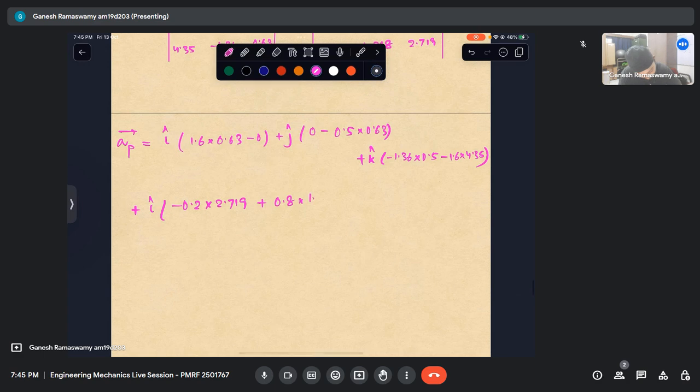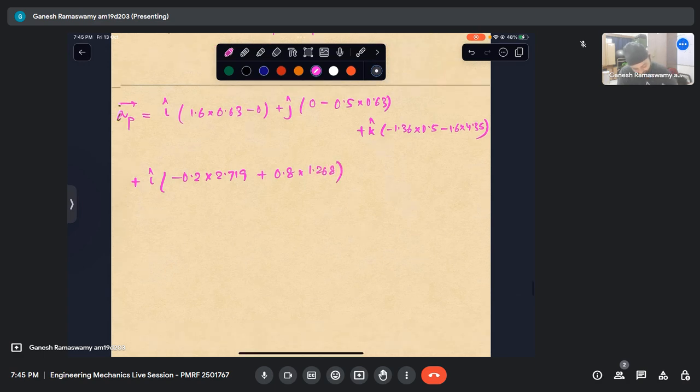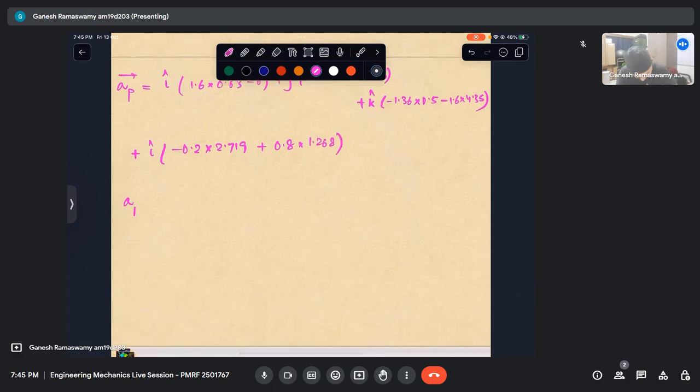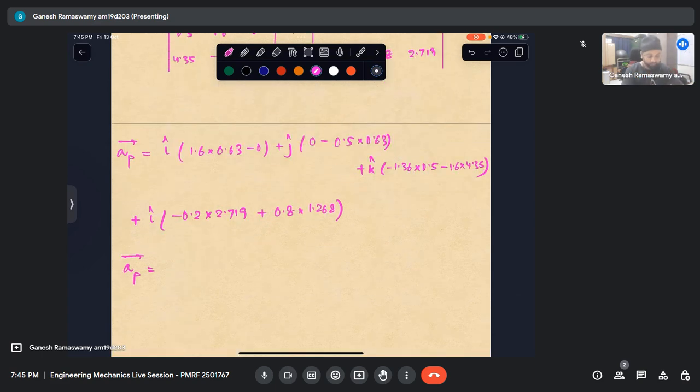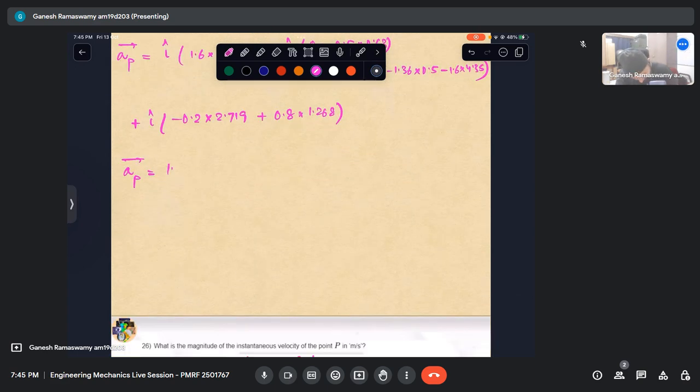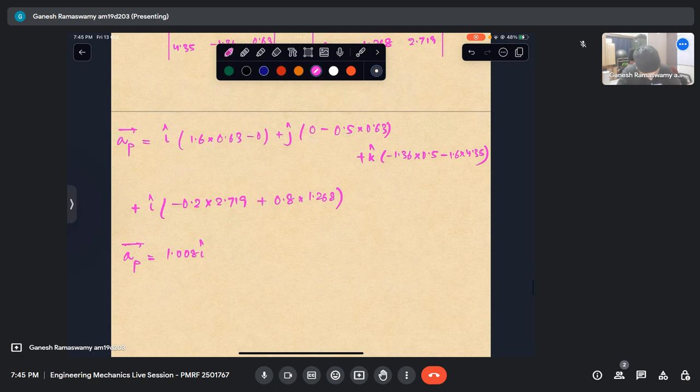So this comes out to be what? It will be 1.6 into 0.63, this is 1.008 i, minus 0.63 into 0.5, 0.315 j, and for k, 1.36 into 0.5 minus 1.6 into 4.35. So this is minus 7.64 k cap.